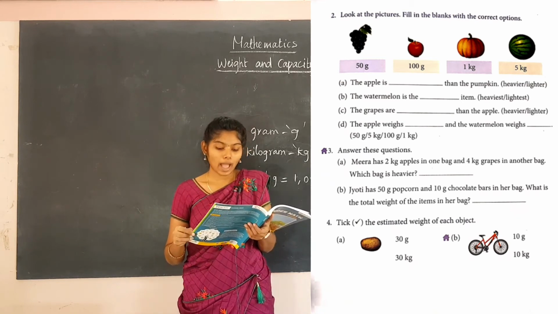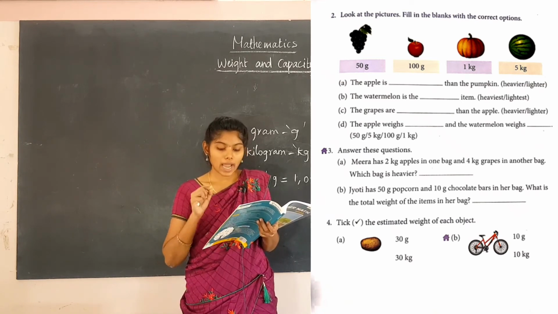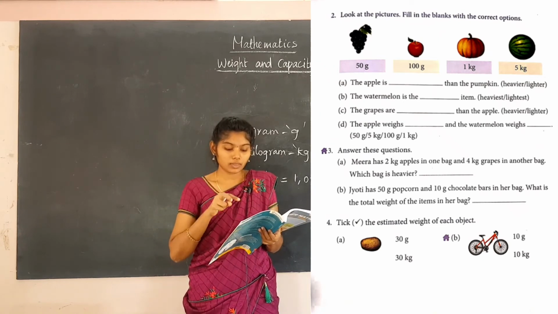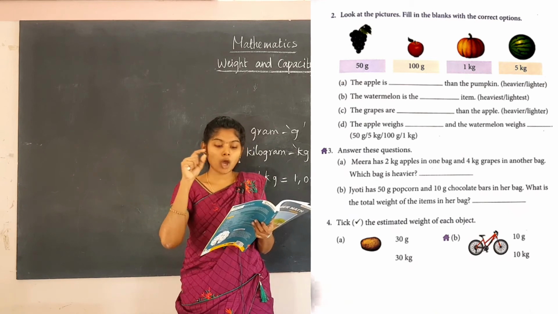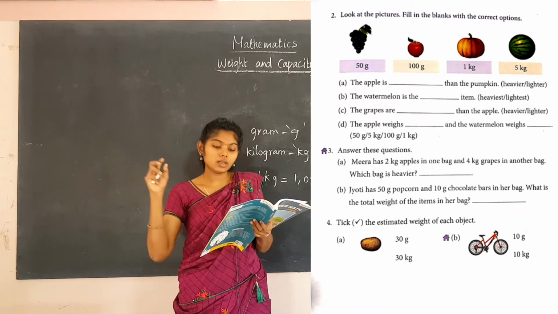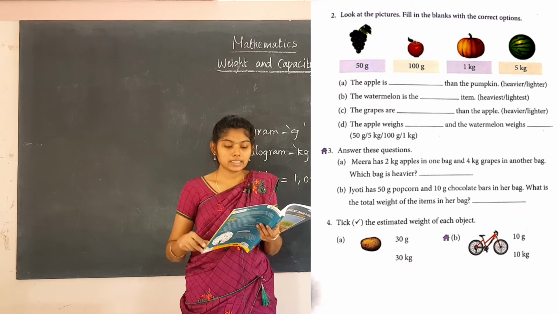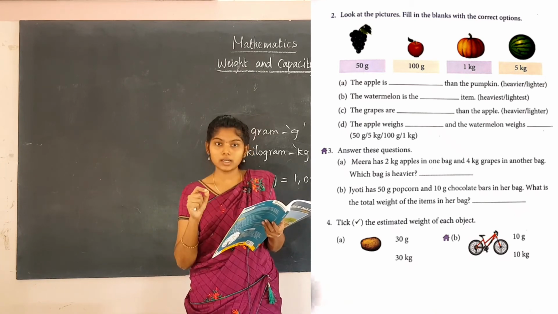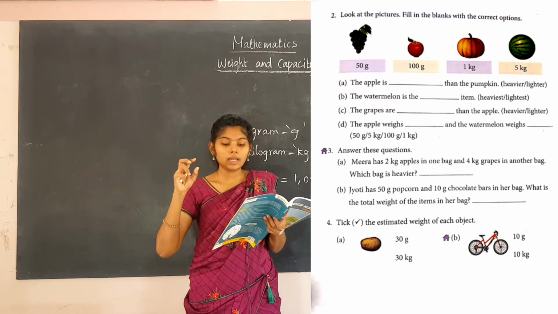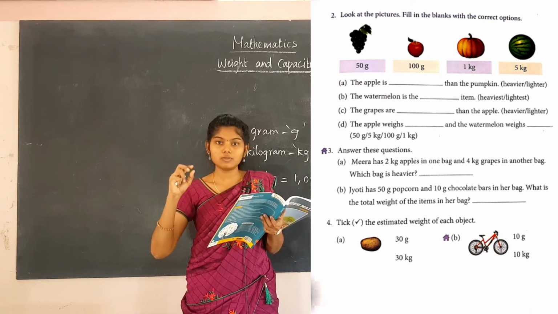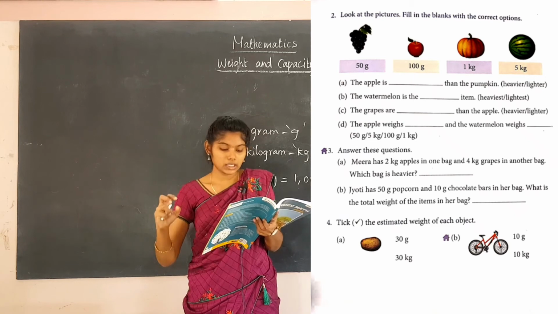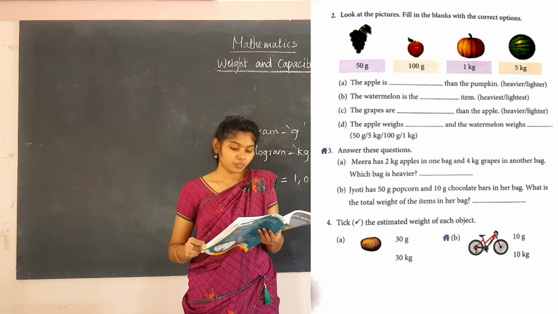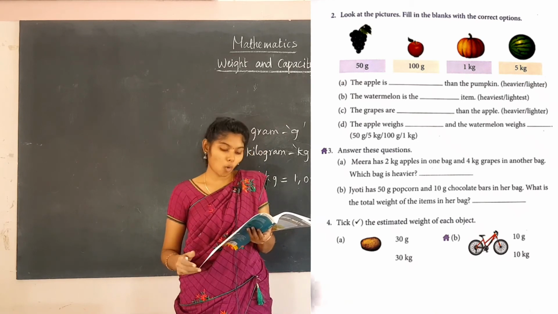And the next one, the apple weighs dash and the watermelon weighs dash. Options are given there. Above itself it is given how much weight it is. The apple weighs 100 gram, the apple weight is given there as 100 gram. So you write 100 gram in the given blank. And the watermelon weighs 5 kilogram, that is 5 kg. So write 5 kg, 5 kilogram. The options are also given below. The next, third one, you are going to do as your homework.